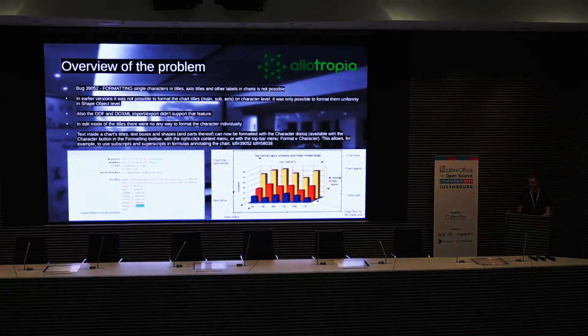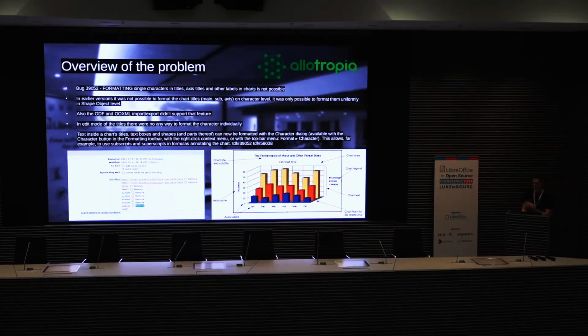The request was that the text of the chart titles, like the main titles, subtitles or axis titles, or any different kind of additional text boxes should be formattable individually on the character level. It was only possible to format them uniformly on the shape object level. Also, obviously, the ODF import, export, and OXML import, export didn't work at all. So if we had a not uniformly formatted title, for example in an OXML document, we lost all the text formats.